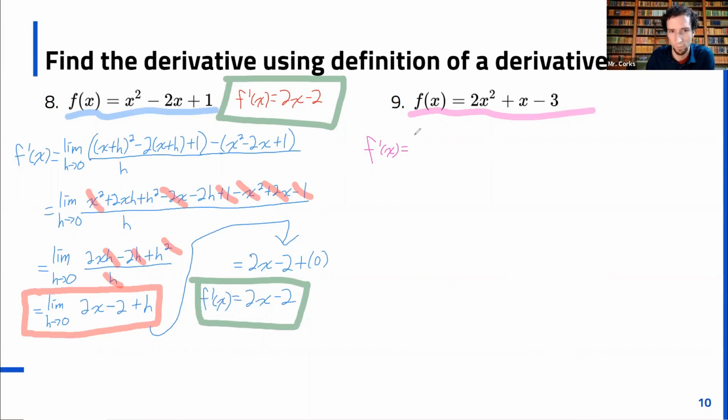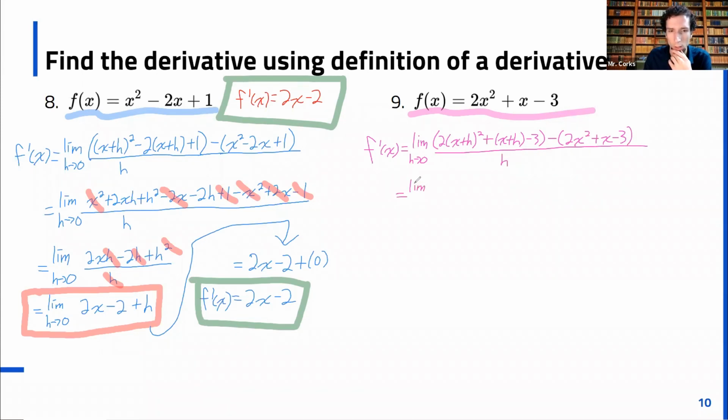Limit h approaches zero. 2x plus h squared plus x plus h minus 3. Plus h squared plus x plus h minus 3. And minus 2x squared plus x minus 3. Squared. Plus x minus 3. Okay. Over h. Over h, good.